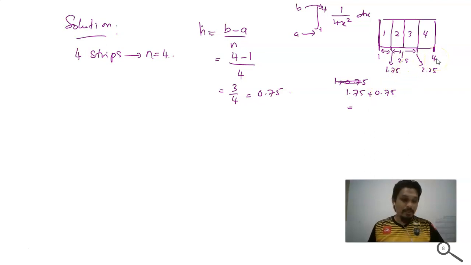Okay, so this tells us that the distance from one point to another point are all equal, with 0.75. So from x equal to a until x equal to b, there are 4 strips, 1, 2, 3, and 4.